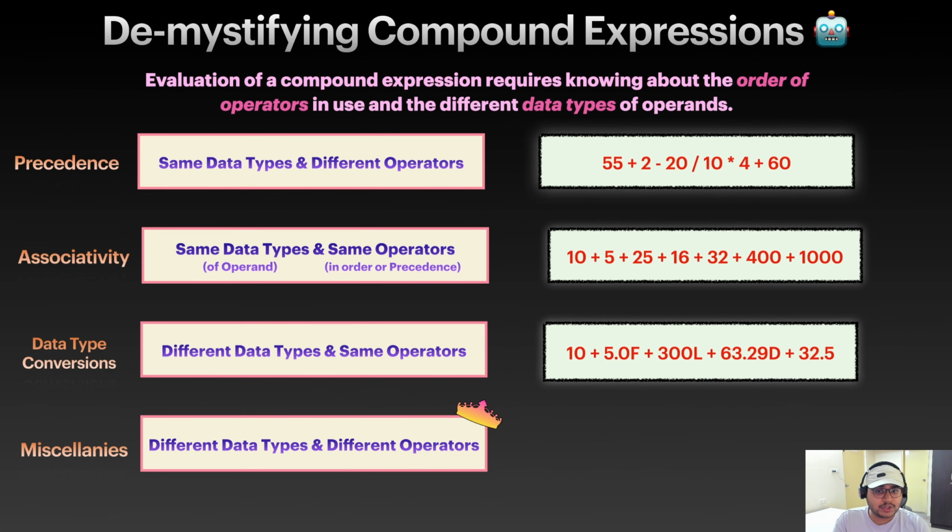In this video, which is part 1 of episode 3, we will cover the first two segments on precedence and associativity. The next two segments focusing on type conversions, context, and the evaluation of miscellaneous compound expressions will be covered in part 2 of episode 3, which will be released later next week.